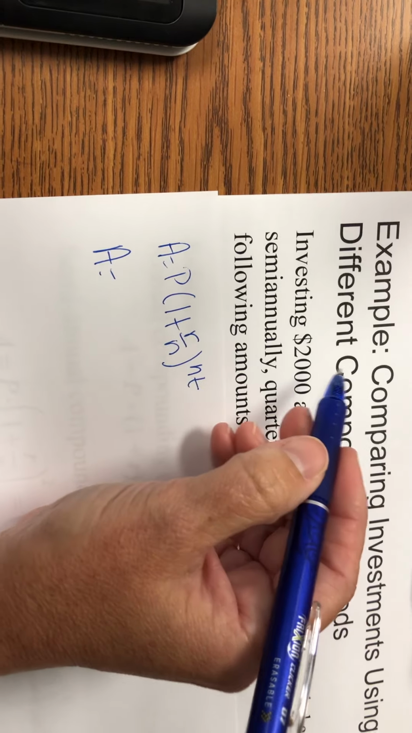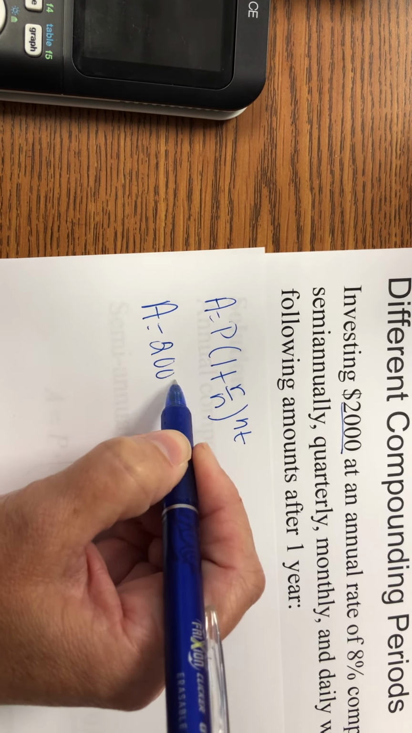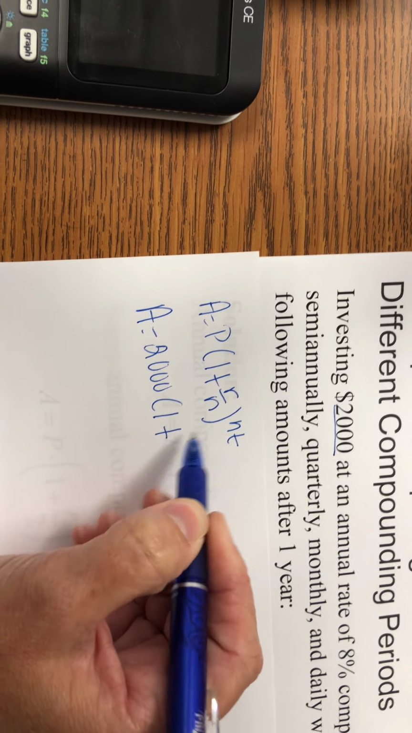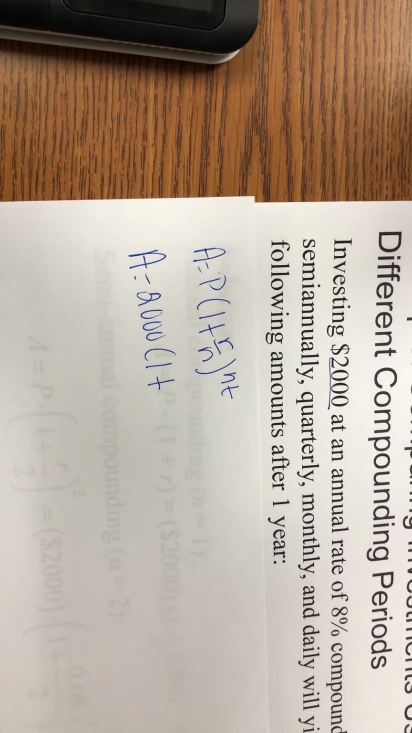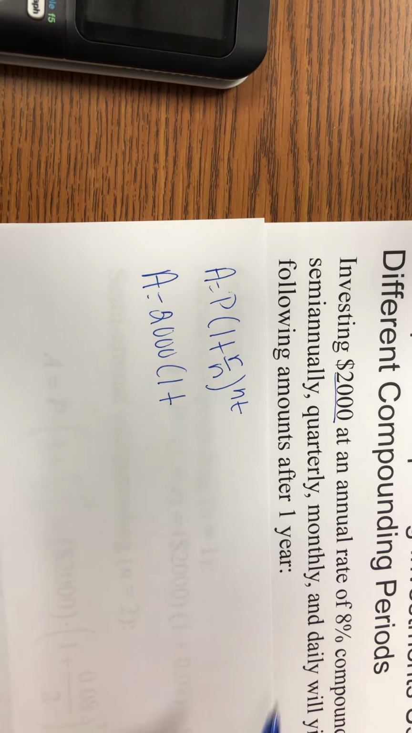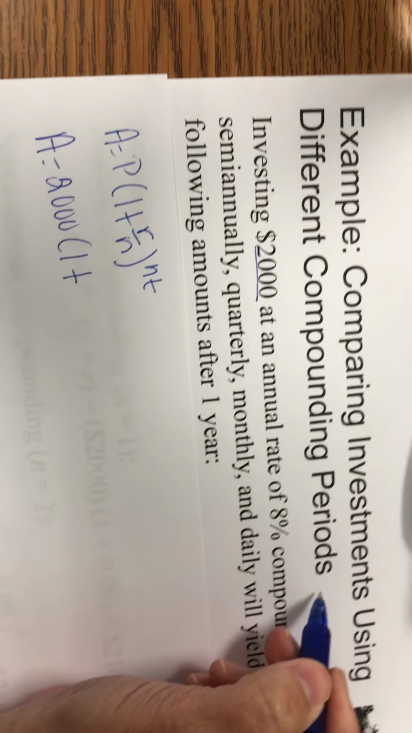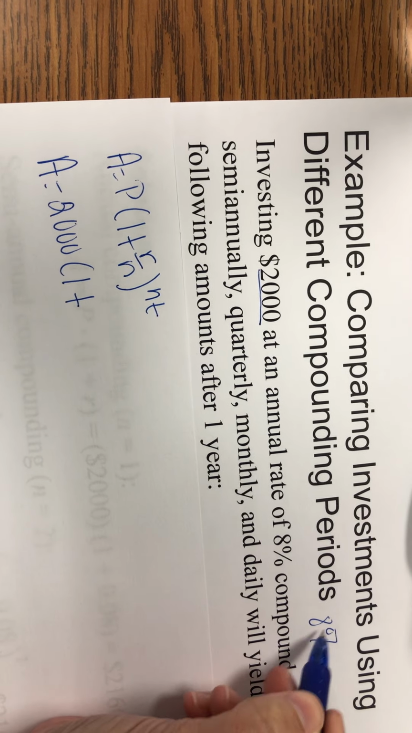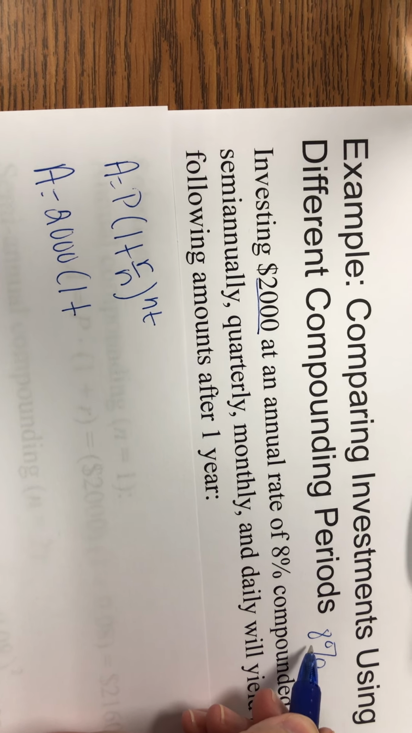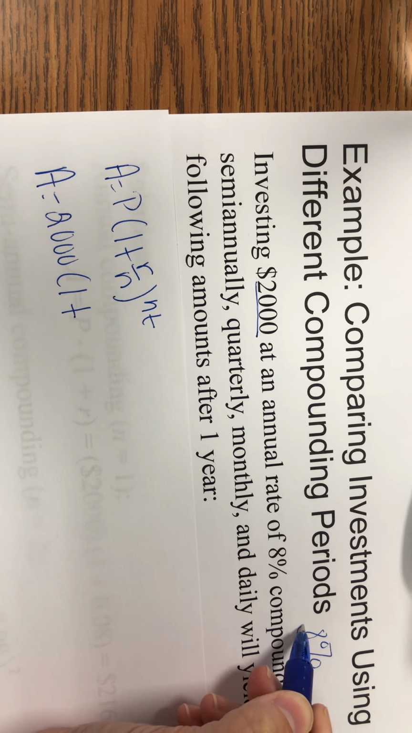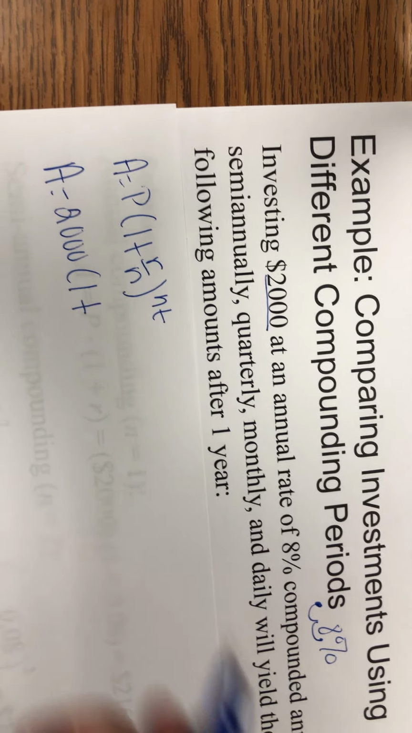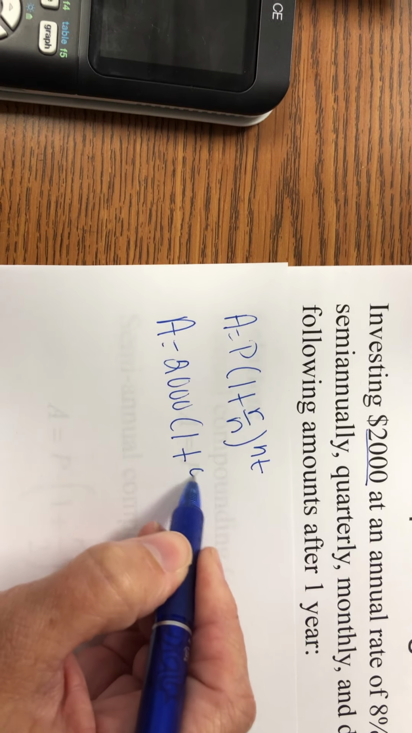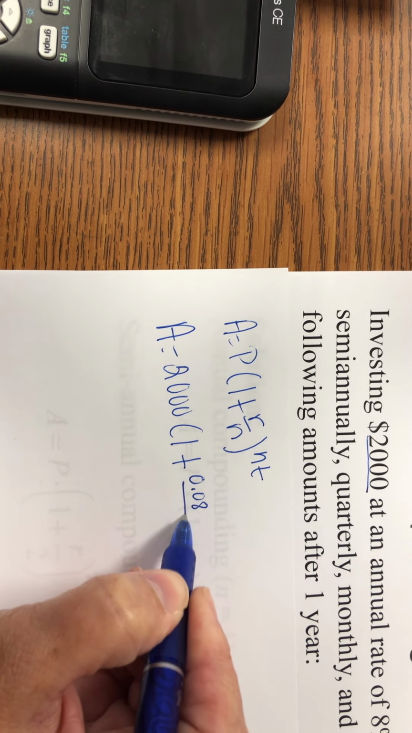Our principal is going to be the amount that we deposit, which is going to be $2,000. Then we'll have 1 plus. R is our interest rate. Now, if you'll notice, we've got 8%. If you take that 8% and you change it out of its percent form into its decimal equivalent, you're going to move your decimal 2 places to the left. So that's going to give you, as a decimal, 0.08.